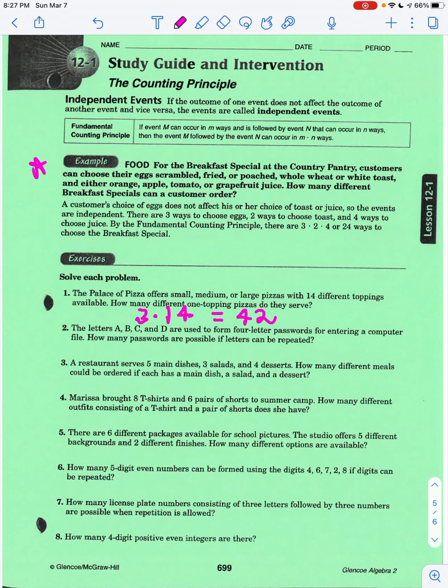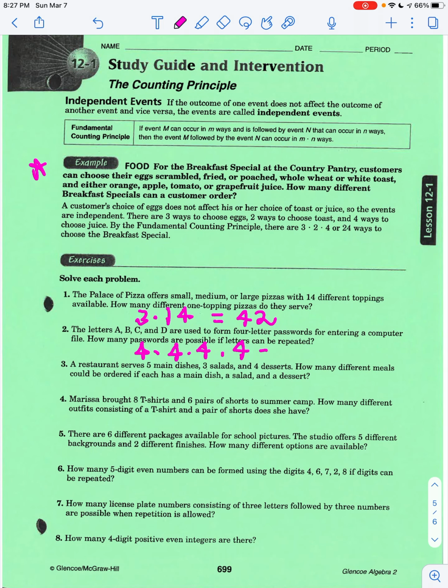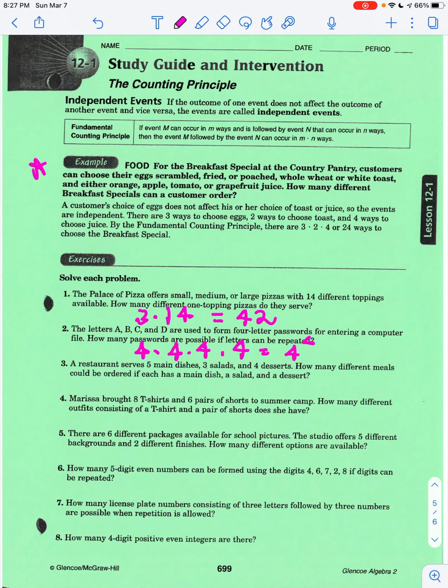I do want to see how you arrive at your answer, not just the answer of 42. Number 2, the letters A, B, C, and D are used to form 4-letter passwords for entering a computer file. How many passwords are possible if letters can be repeated? So that means there's 4 choices for each of the 4 letters. So that would be 4 times 4 times 4 times 4, which you could write as 4 raised to the 4th, and that's going to be 256.